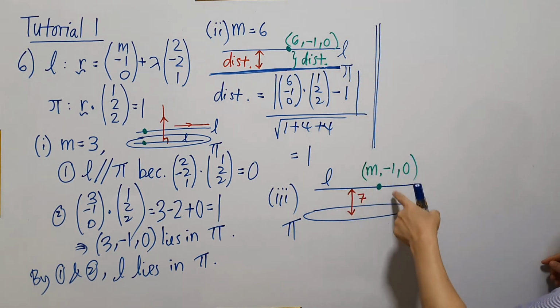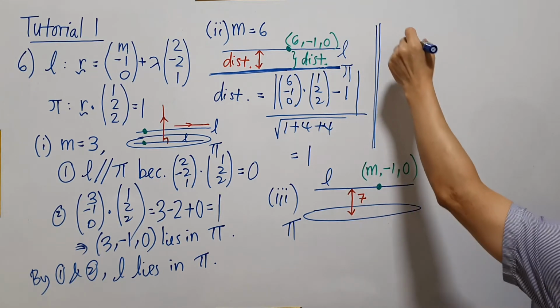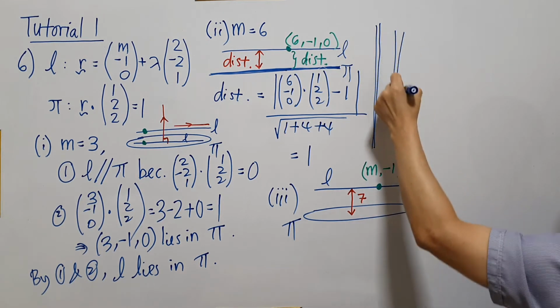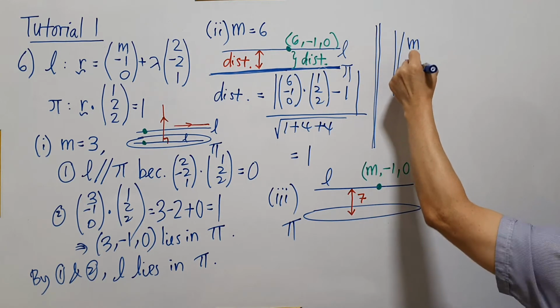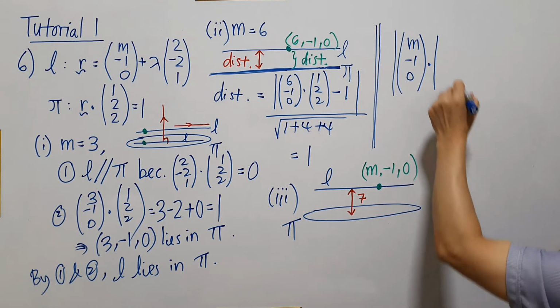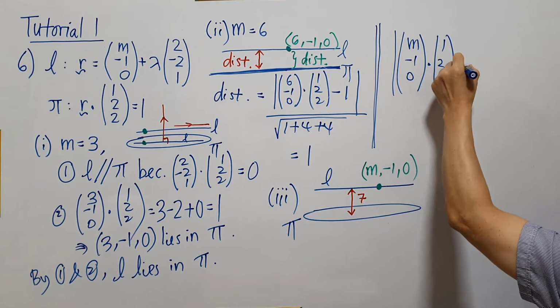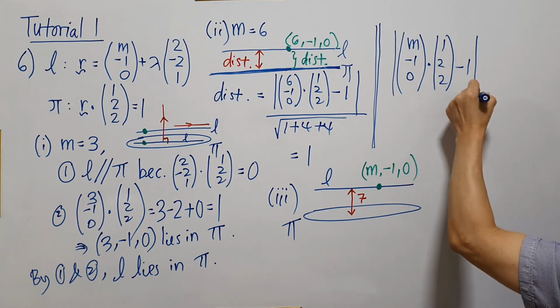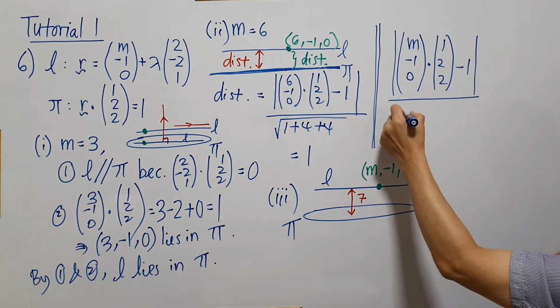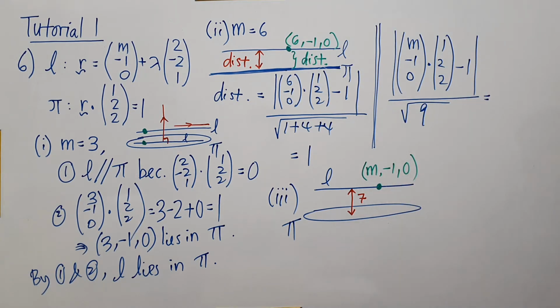What's the equation I construct? Using the distance from a point to a plane, I can say that (m, -1, 0) dot with the normal of the plane, which is (1, 2, 2), minus 1, divided by the magnitude of the normal vector. This is the distance from the point to a plane. In this case, we are told that this distance is 7.